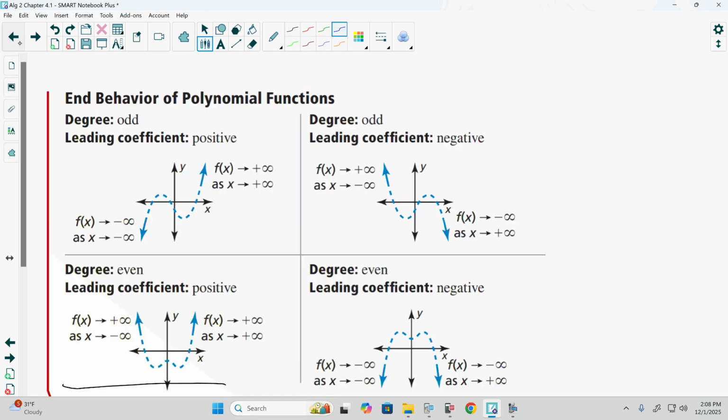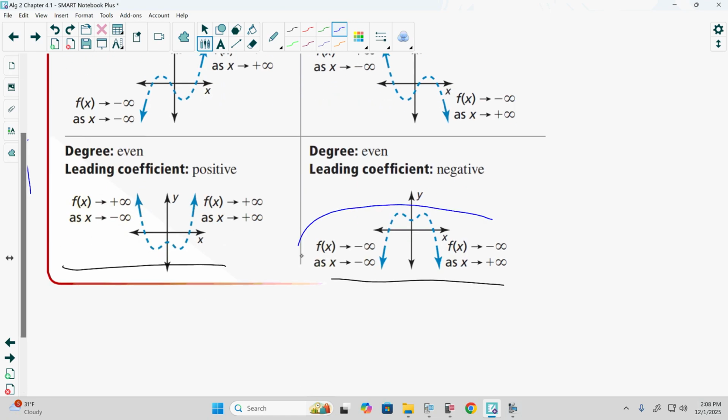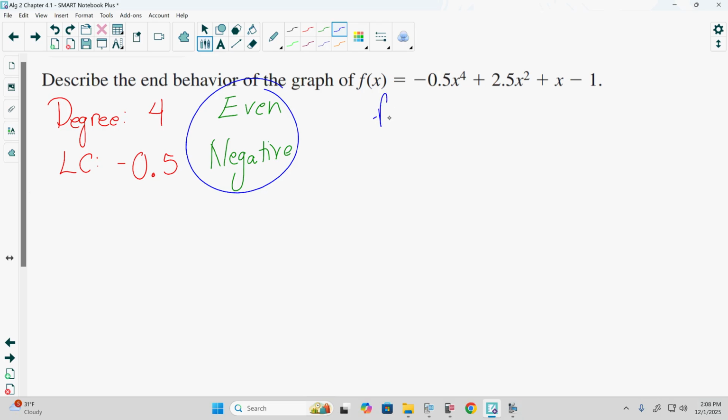So at this point here, I would go back to our chart and look for even degree and negative leading coefficient. Not the chart, but everything else is going to be our answer. So it tells us that the end behavior for this here is that f of x approaches negative infinity as x approaches negative infinity, and f of x approaches negative infinity as x approaches positive infinity.